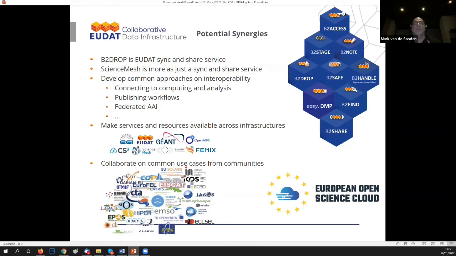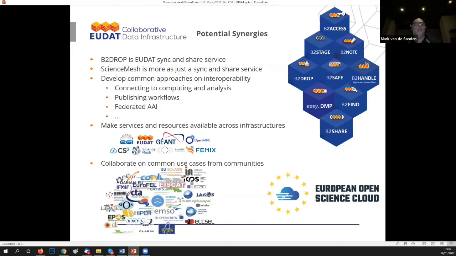They want to use them for data analysis, but also for assigning persistent identifiers, making data discovery, or publishing data. So I think what we should look at is: what are common approaches on interoperability? How do you connect to computing and analysis services? I think there are already some initiatives within the ScienceMesh looking at how you can do this from a sync and share service, but maybe we have to expand this to see how you want to do this for other kinds of data platforms.